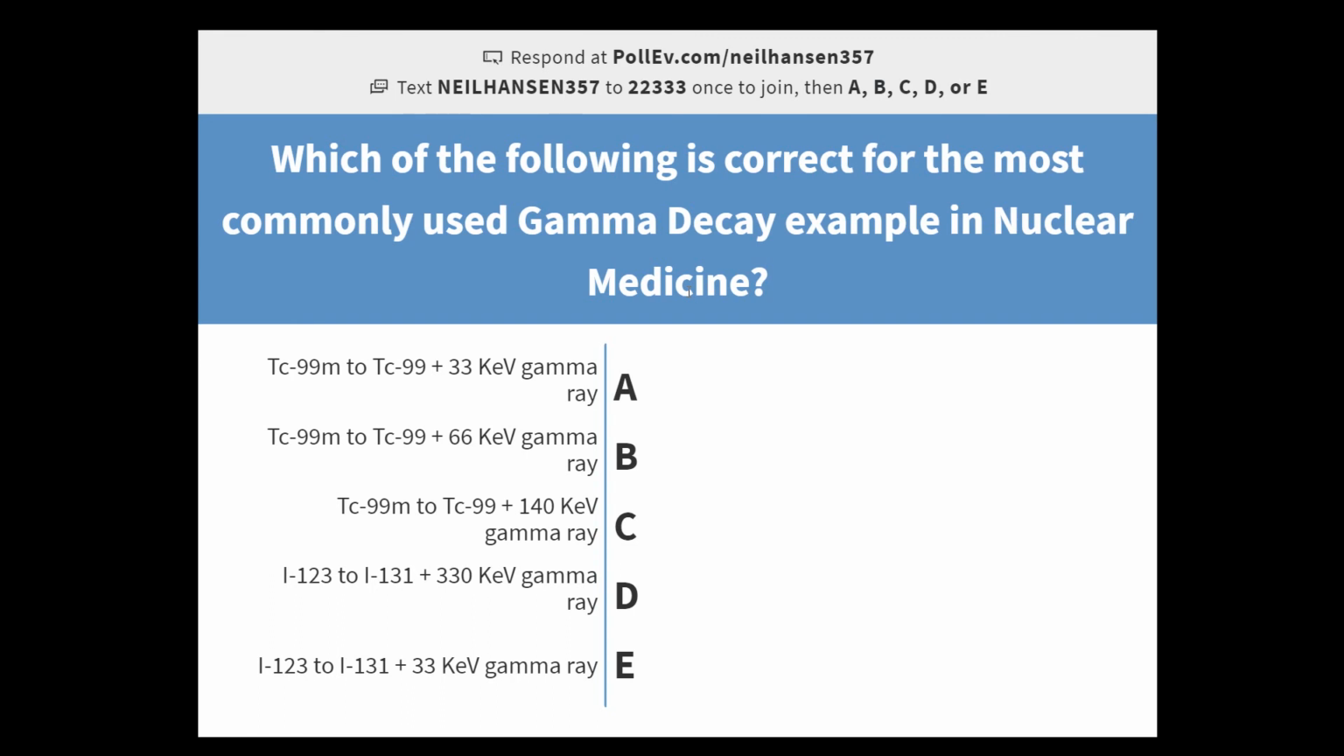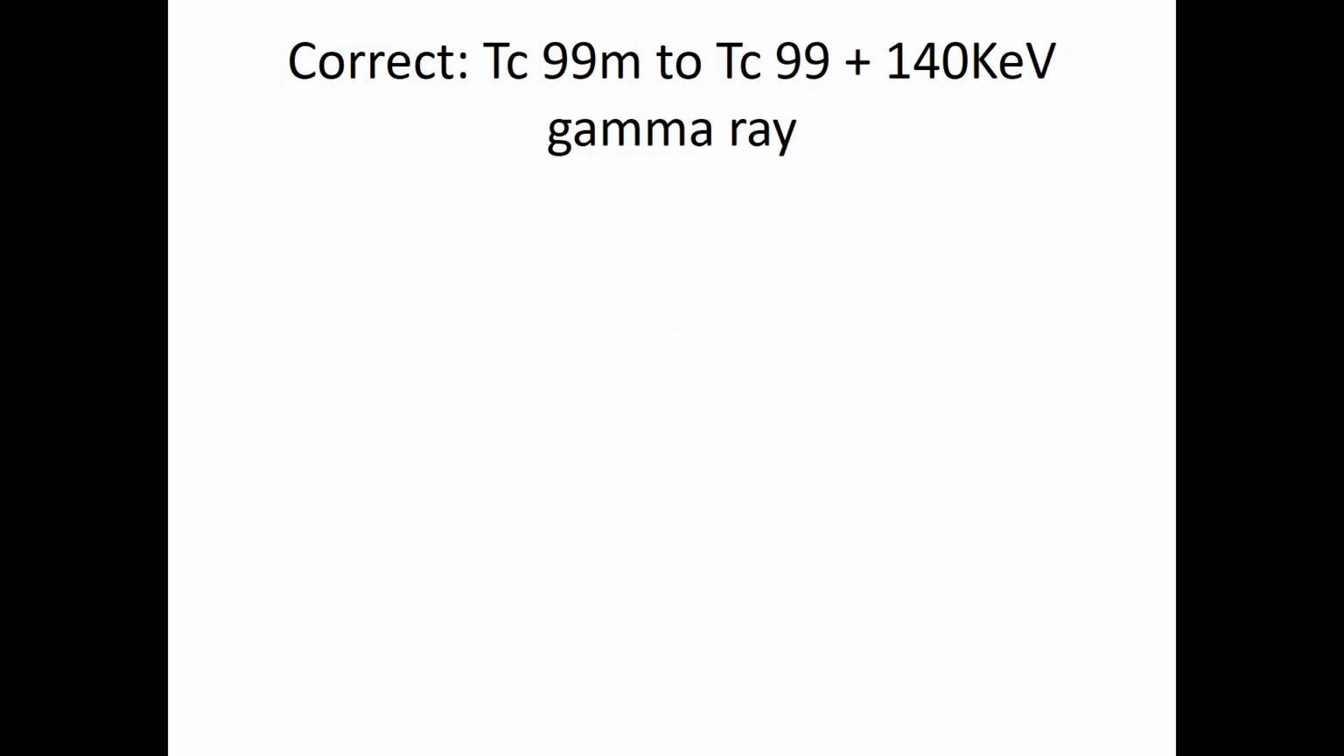The correct answer is technetium-99m to Tech-99 and a 140 keV gamma ray. So why is this useful? Well, one, technetium-99m tends to be stable and last a long time, so it can be transported from a nuclear pharmacy to be injected, to be biodistributed and then imaged, for example, in a bone scan.